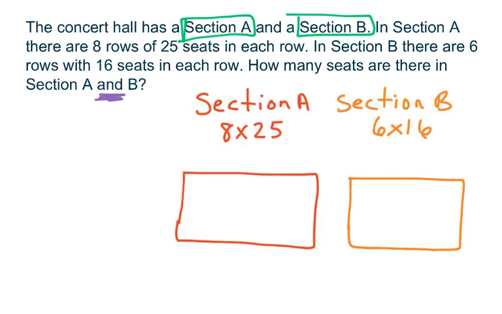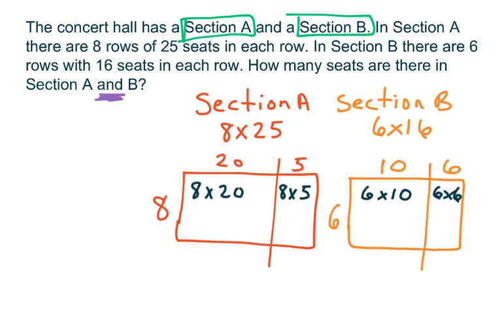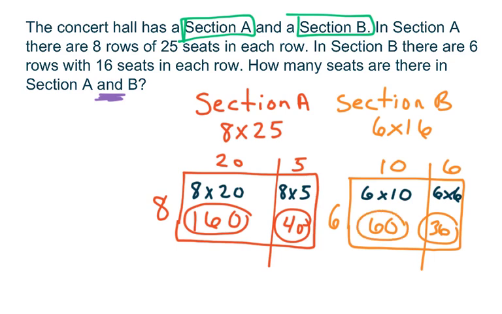So to solve for section A, I'm going to be multiplying 8 times 25, and so I'm going to draw my model, and then I'm going to use it as my area model to solve. And for section B, I need 6 times 16, so again, I'm going to use my area model. And so I'm going to solve for each of my pieces. I'm going to solve for section A, I'm going to solve for section B, and I need to find what their totals are. And because I'm looking for section A and section B, I'm going to end up adding my 2 sections together.